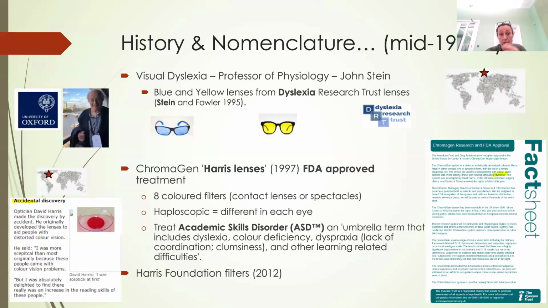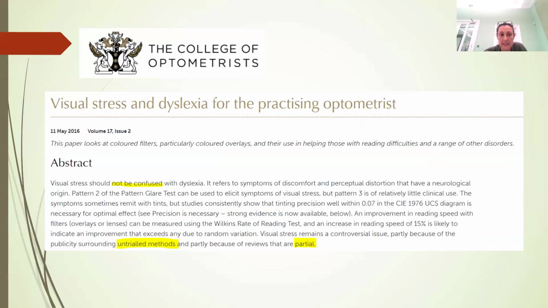Then there was another introduction of these lenses by Harris, an optician who was looking at colour vision contact lenses, I believe, with different colours on each eye, and found that those individuals also had an increase in their reading ability. So these Harris Foundation filters were launched. But by 2016 it became really apparent that visual stress shouldn't be confused with dyslexia, that they are different conditions, and the controversy surrounding visual stress is essentially down to untrialed methods and the fact that the reviews are partial.